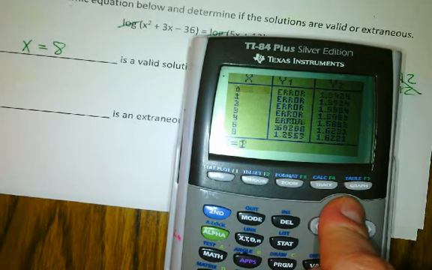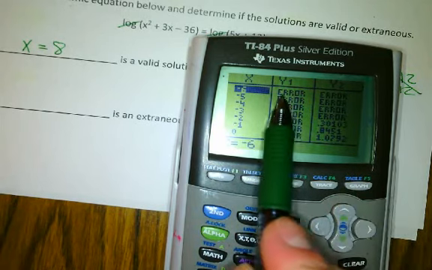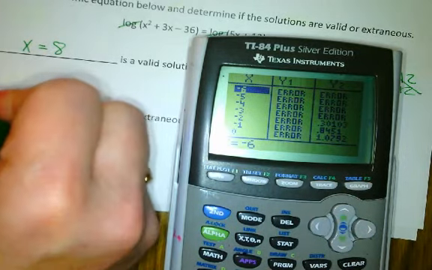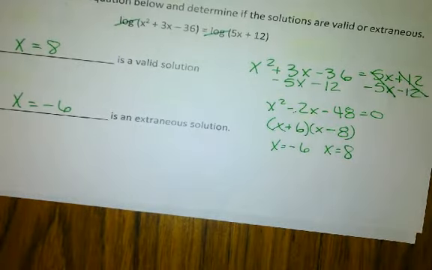Now I'm going to go check the negative 6. I can already tell it's going to be a problem because of the error. Here with the negative 6, yeah, they match, but they match with an error message. So that's going to be your extraneous solution. Okay, hopefully that helped, and just let me know if you have any questions. All right.